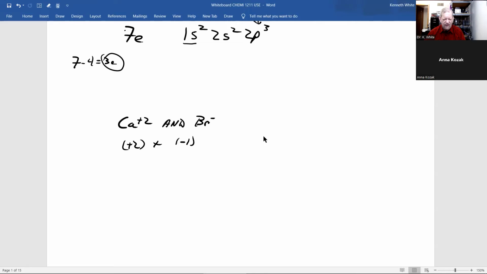This is a -1. All molecules have a net 0 charge. That's got to add up to 0. And if we look here, we can't change the charge, but we can change how many we have. And if this is a +2, we mean this to be a -2, so 2 times -1. Now, how do you show the formula? This tells you there's 1 calcium and 2 bromine. And that's how you do it.